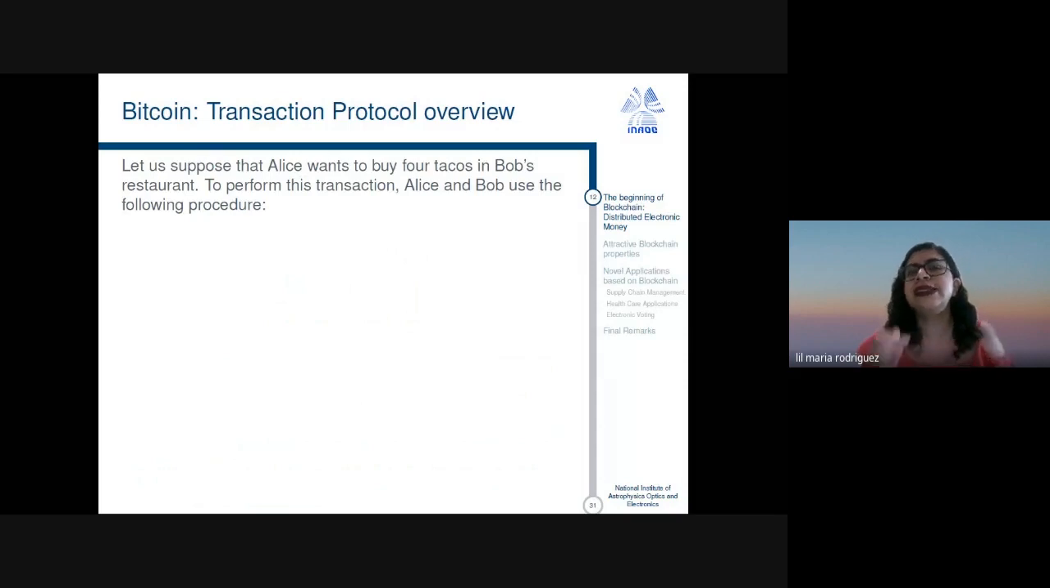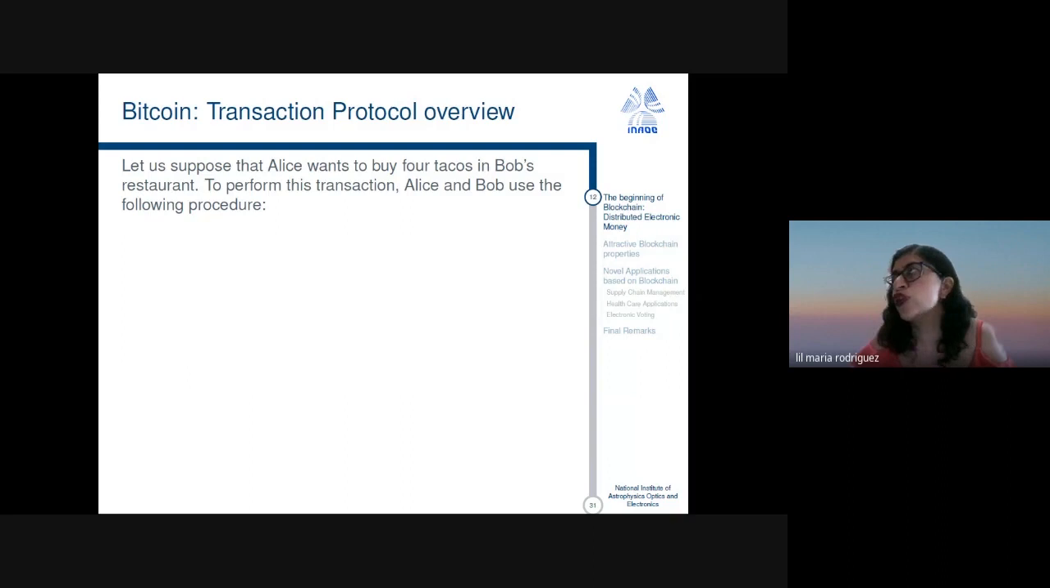So let's now talk about the Bitcoin transaction protocol overview. Let's suppose that Alice wants to buy 4 tacos in Bob's restaurant. As you know, in Mexico, we like tacos a lot. So to perform this transaction, Alice and Bob use the following procedure.